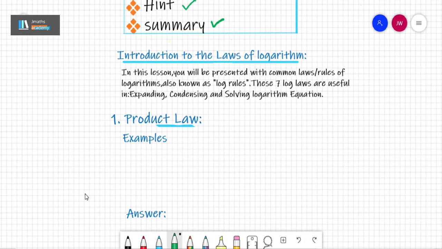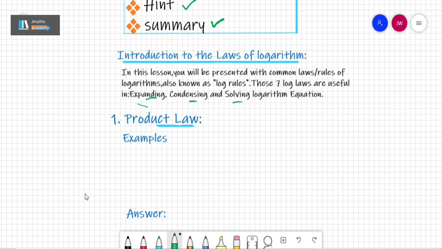In this lesson, you will be presented with common laws or rules of logarithms, also known as log rules, or you can also call them log laws. These 7 log laws are useful in expanding, in condensing, and in solving logarithm equations.